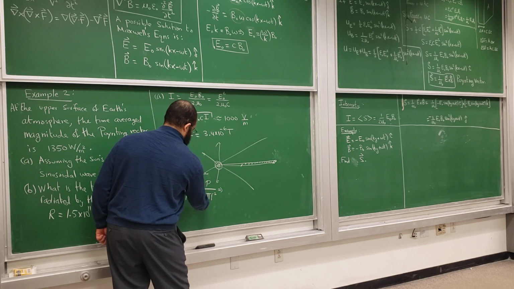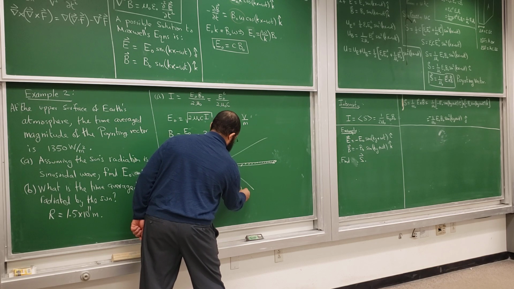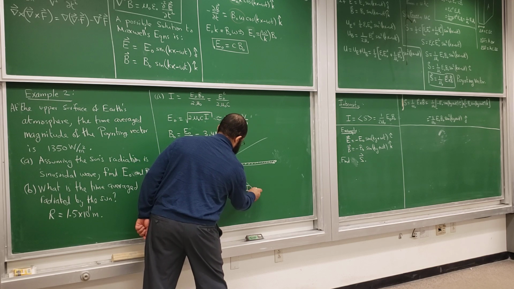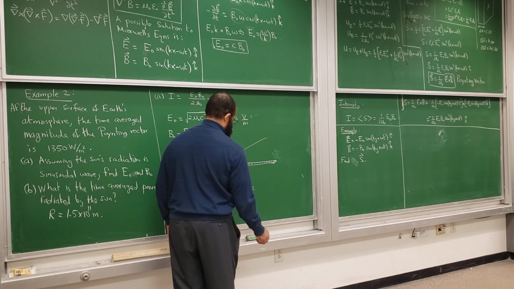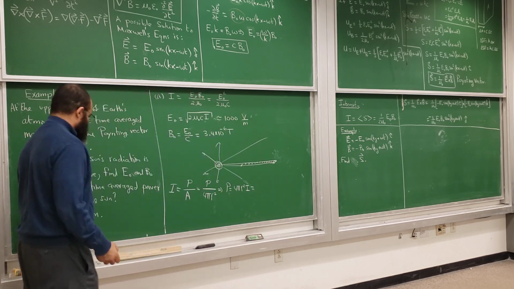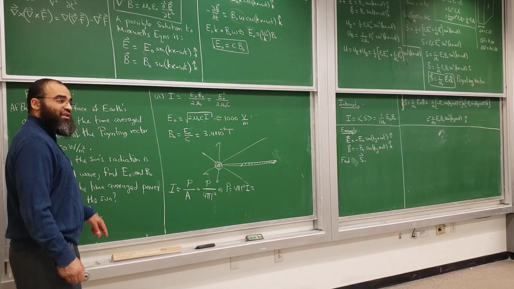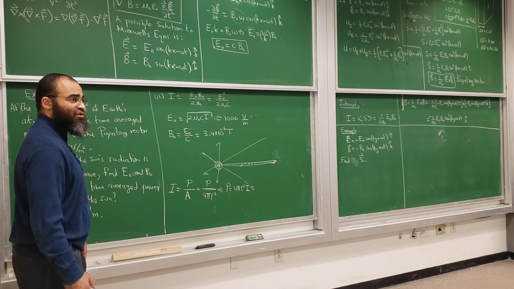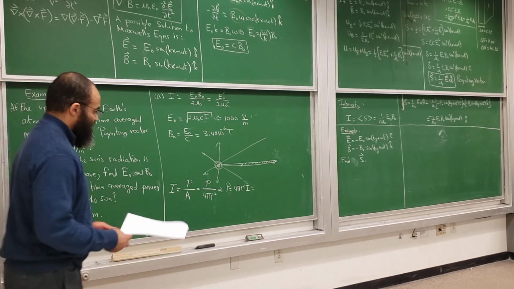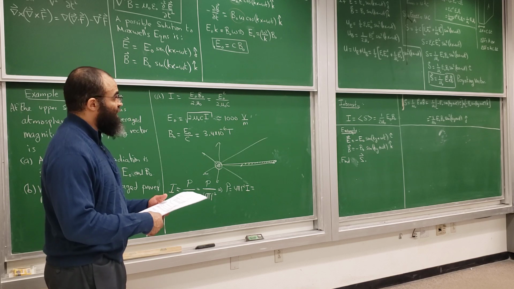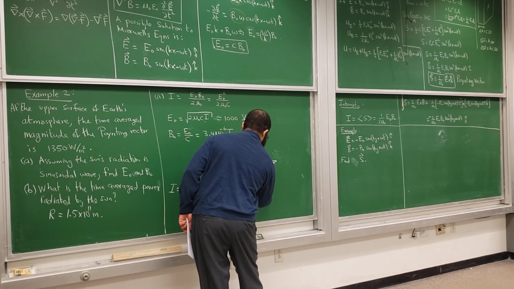And so the power would be the product of these. So the average power would be 4 pi r squared times I. You will do 4 pi times this number squared times the intensity. So that's going to be a very large number, and I will just write it down, it's 3.8 times 10 to the 26.